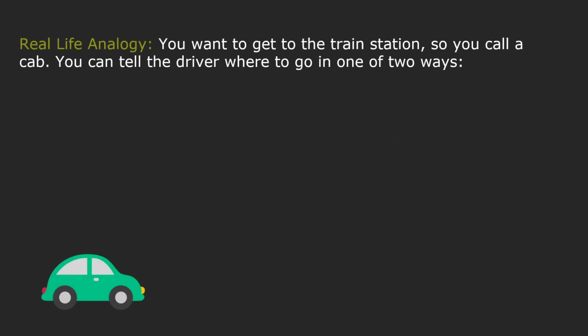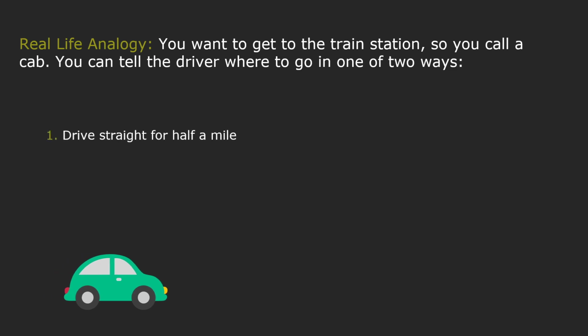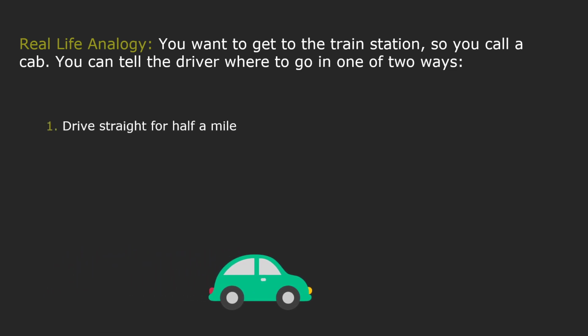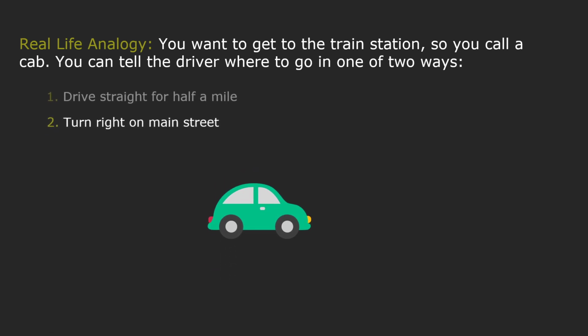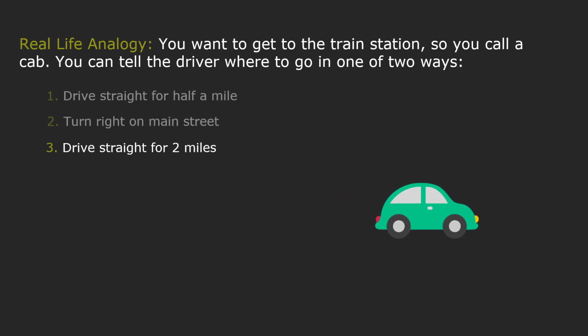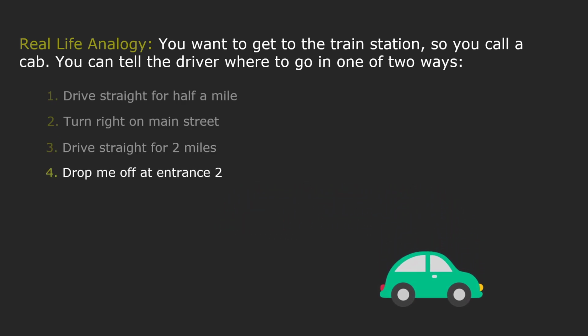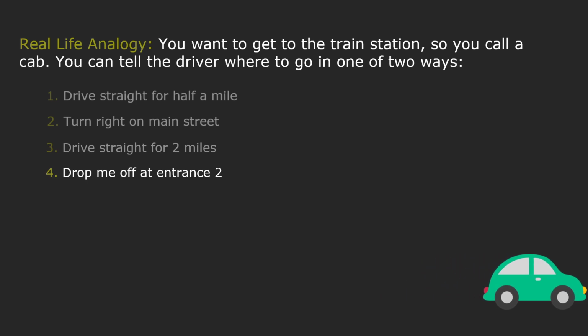Let's say you want to get to a train station, so you call a cab, and you can tell the cab driver that you want to get to the train station, and you can do that in a couple of ways. The first way, we'll use the imperative way first, is you tell the cab driver, drive straight for half a mile, and then you tell him to turn right on Main Street, and then you tell him to drive straight for another 2 miles, and then tell him to drop you off at entrance 2. And that works. You just told the cab driver exactly how you wanted to get there with the exact instructions step by step. That is the imperative way.